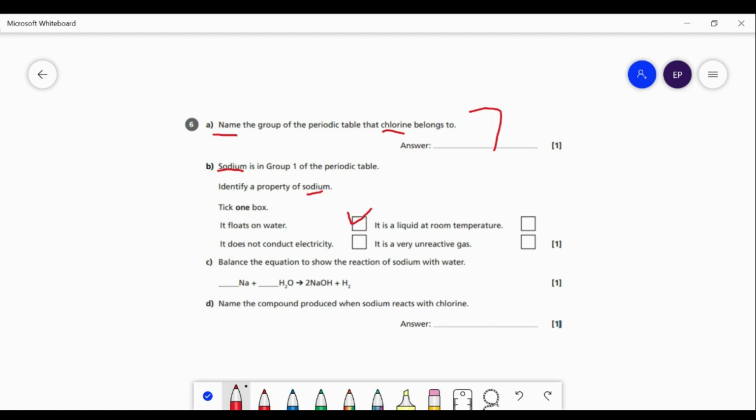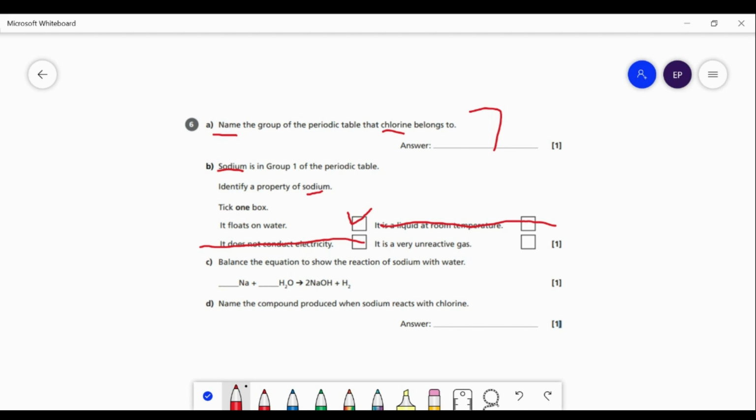The second one says it doesn't conduct electricity. Well, sodium's in group 1, it's a metal, and metals will conduct electricity well. So that second answer is not going to be correct. The third answer, it's a liquid at room temperature. Well, there's only one metal that is liquid at room temperature, and that's mercury, which used to be used in thermometers. Now, sodium is definitely not mercury, so that third answer again is incorrect and can be ruled out.